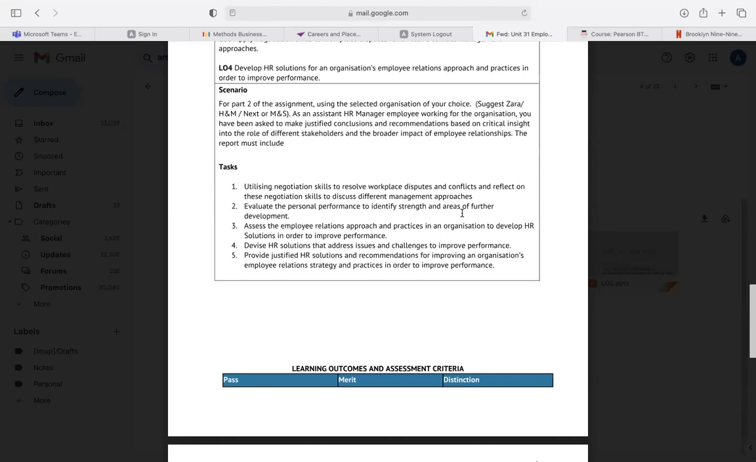So that's how you also develop the different HR solutions, or essentially how HR approaches that specific task or that specific problem, which would help to improve the organization's performance or the department's performance as a whole.